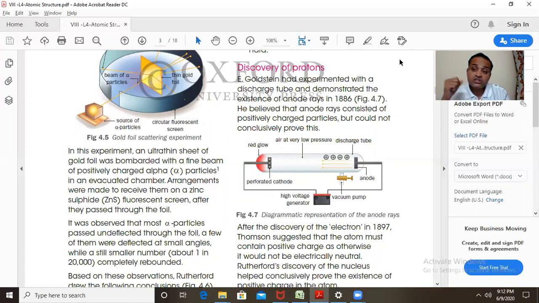Now what is this hydrogen nuclei? See this nucleus of hydrogen. It consists of only 1 proton. Is there any neutron? No, it consists of only 1 proton, and it is also called the hydrogen nuclei.